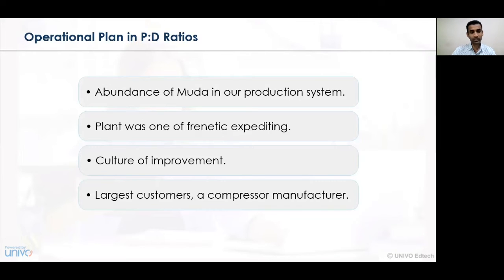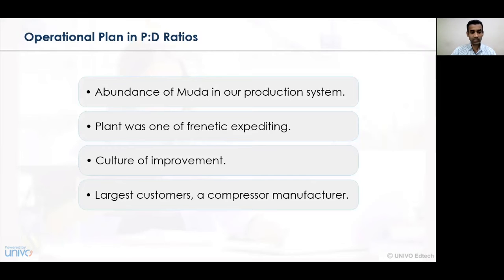The culture of improvement. What is the culture of improvement that has been implemented in the organization? How the employees are improving, developing and building a culture for improvement, and the coordination of all those activities, needs to be understood and taken into account. Hence the operational plan with respect to the culture in the organization also needs to be assessed.